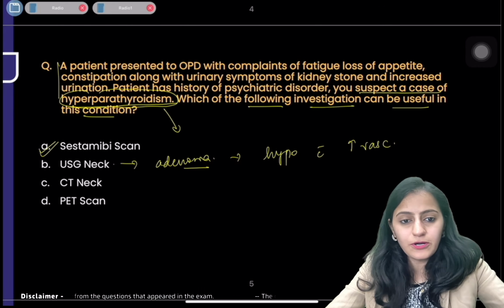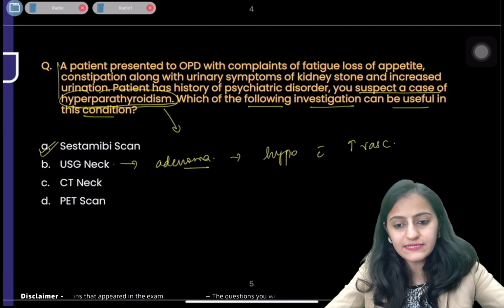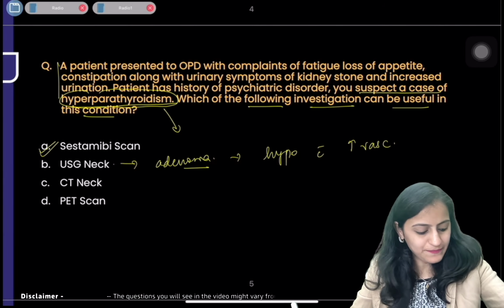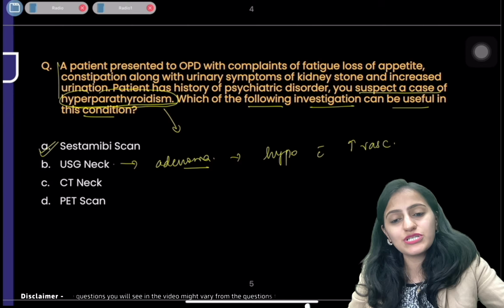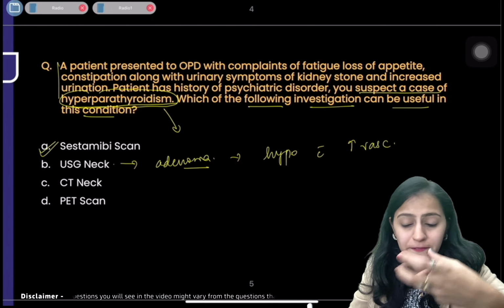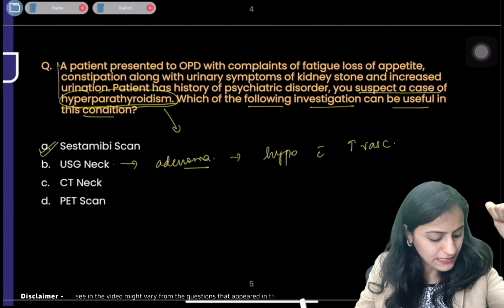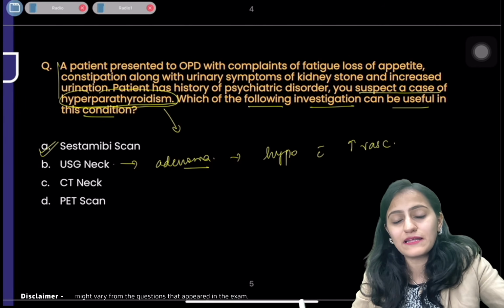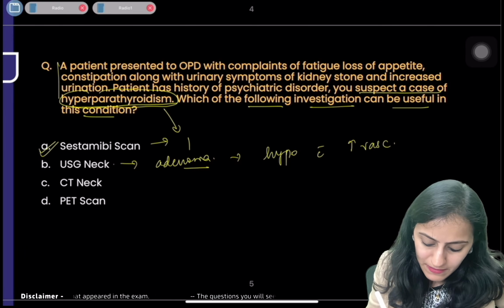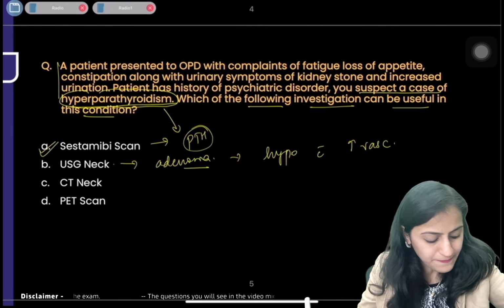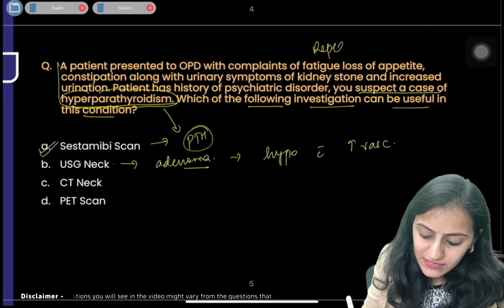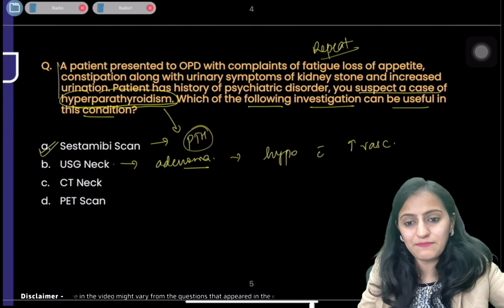Okay. So Sestamibi scan is the one which is the radionuclide scan, the scintigraphy that we do for parathyroid. Hyperparathyroidism, it could be parathyroid adenoma, it could be parathyroid hyperplasia. Sestamibi is taken up by parathyroid and also by thyroid, right? So for parathyroid, this is actually a repeat question. This has been asked in the previous exam as well.